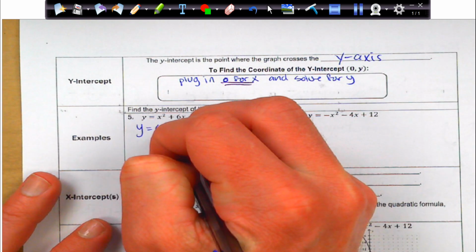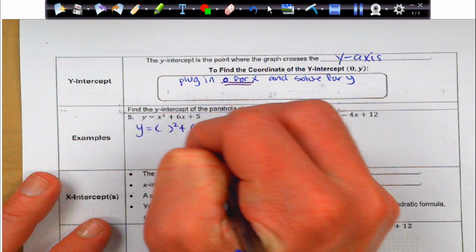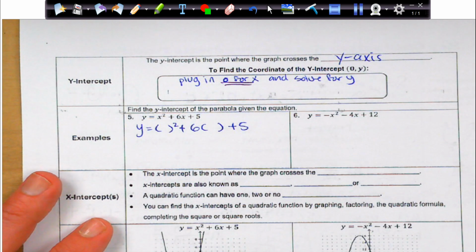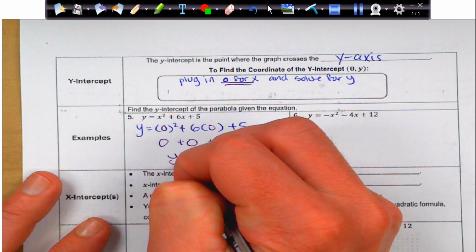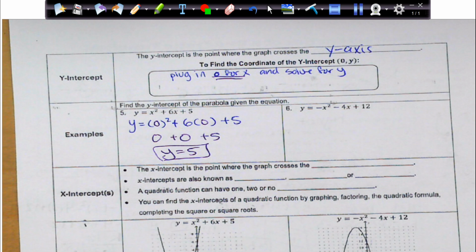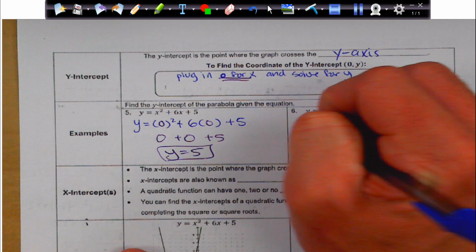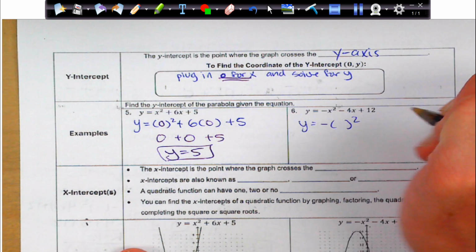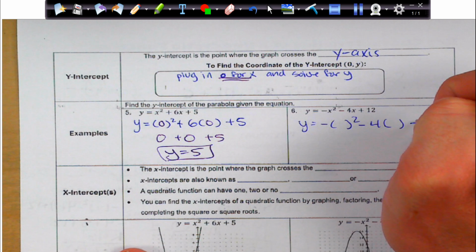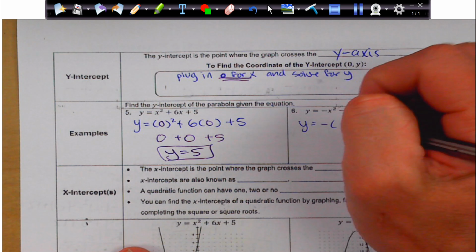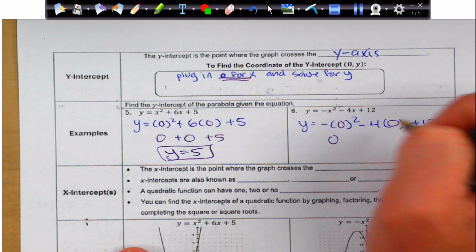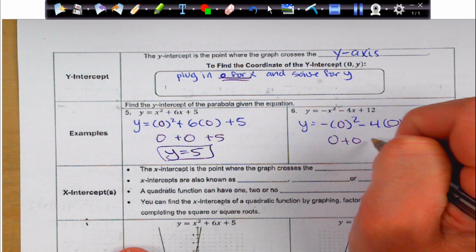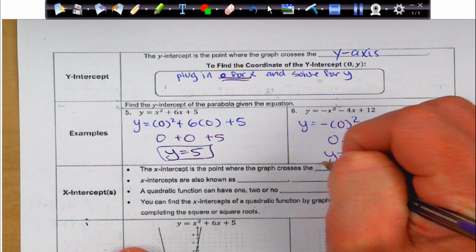y equals, instead of x, I'm going to leave little holes. I'm going to plug in 0, like I said. 0 squared is 0, plus 6 times 0 is 0, plus 5. y equals 5. Cool. Do it again. Over here, we get y equals negative x squared minus 4 times x plus 12. But instead of x, we're going to plug in 0. Negative 0 squared, or 0 squared with a negative, is 0. Negative 4 times 0 is 0. So we get y equals 12.